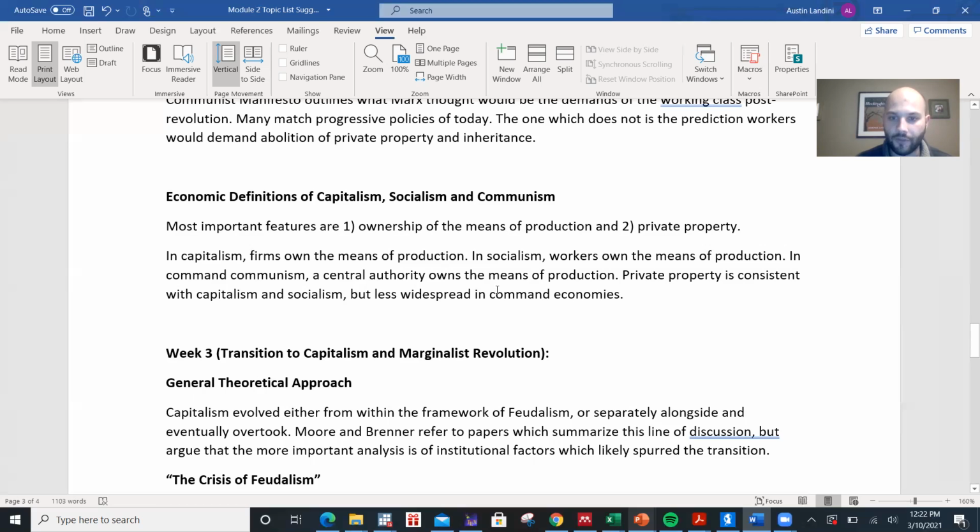In socialism, it's the workers who own the means of production. So something like New Belgium, perhaps. And in command communism, you have a central authority or a government who owns the means of production. So private property is consistent with capitalism and socialism, less widespread in command communist economies.